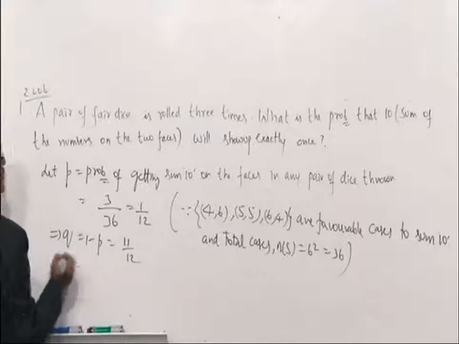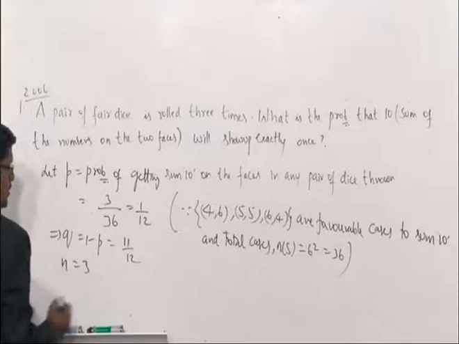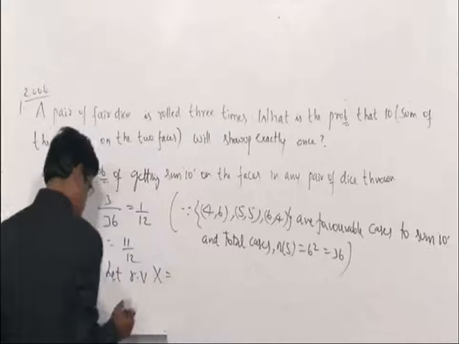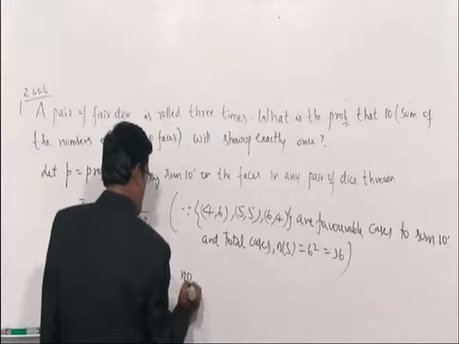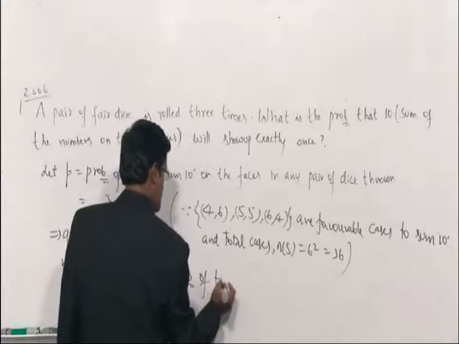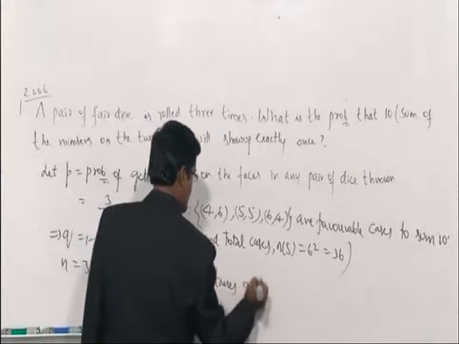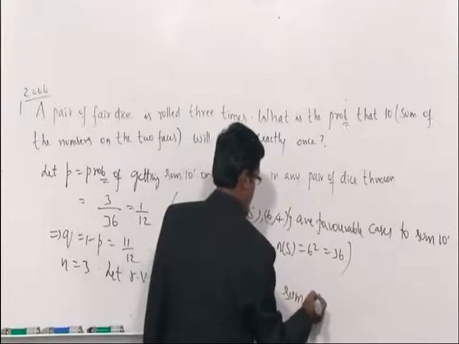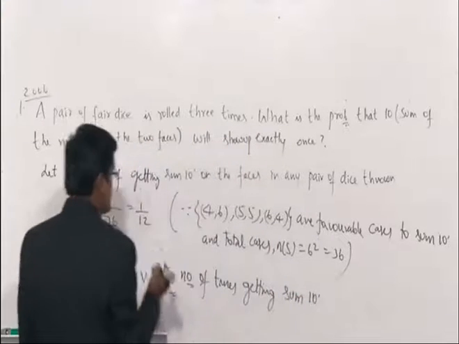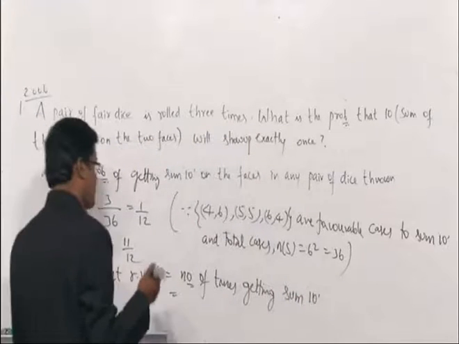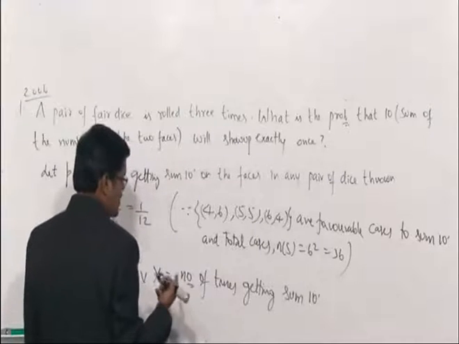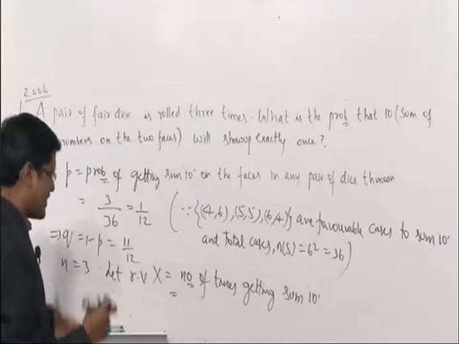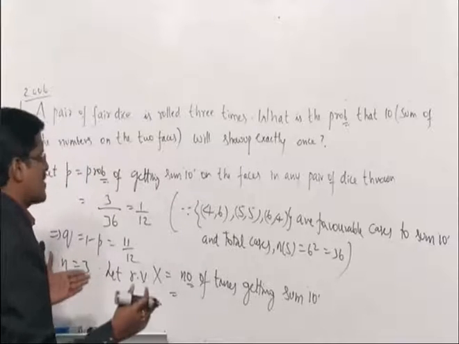N is equal to how many times it is played? 3. Let random variable capital X is equal to number of times getting sum 10. So how many times has he thrown? 3 times a pair of dice. So in the first time you may get sum 10, in the second time you may get sum 10, in the third time you may get sum 10. So 3 times maximum, or no time getting sum 10.